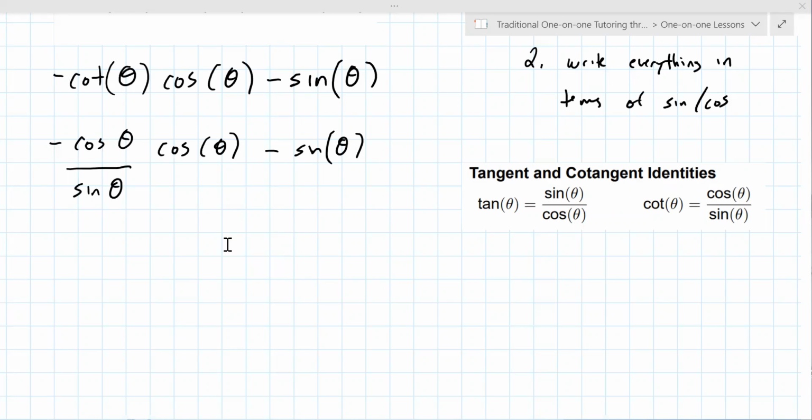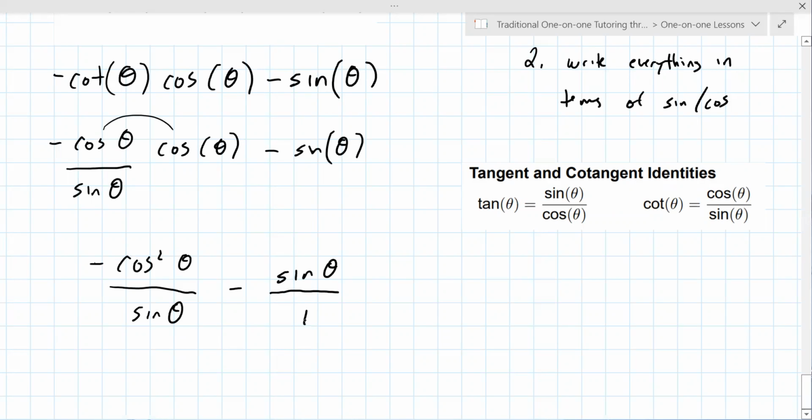Okay, so our goal is to simplify. We have not really simplified anything yet. We've actually made it worse. We're going to multiply the cosine by the cosine. So it's minus cosine squared theta over sine theta minus sine theta on the right here. I'm going to put a 1 on the bottom. You can always write a sine or cosine as divided by 1.